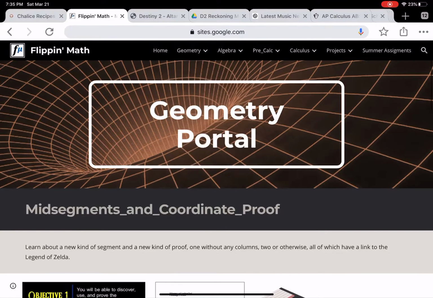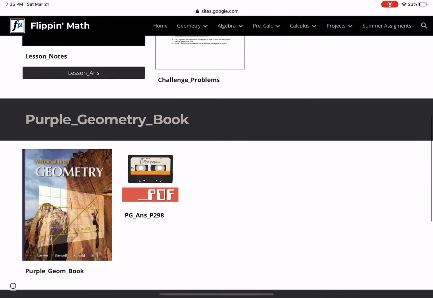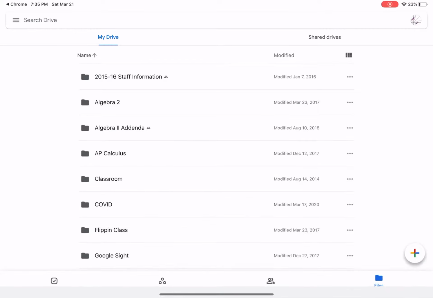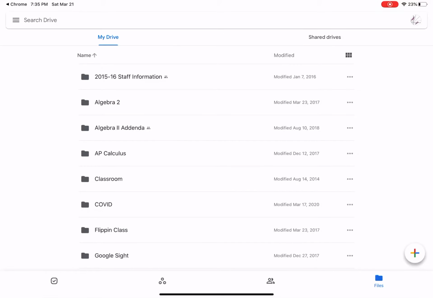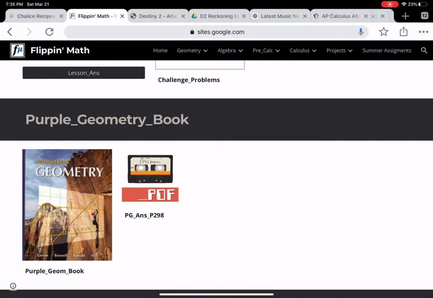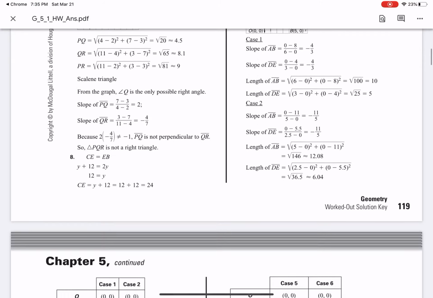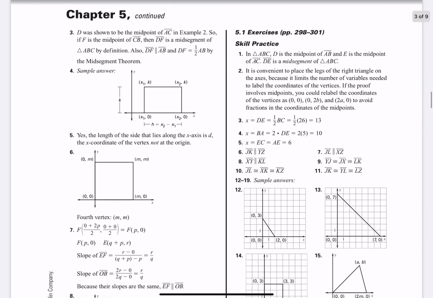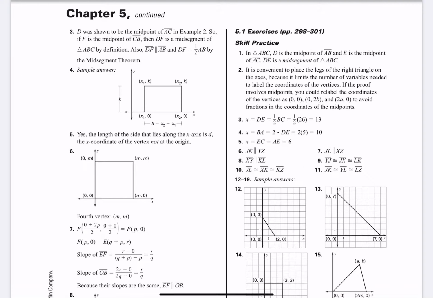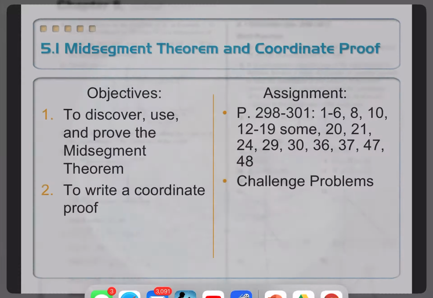Okay. So then I'm going to scroll down a little piece, and then you can see the link for the purple geometry textbook. Yes, voila. And then right beside it, you've got the answer key. Now, the answer key is this pre-made key. You'll have to scroll down a bit, and it doesn't start until you get to right there where it says 5-1 exercises skill practice, just so you know. All right, back to the lesson.